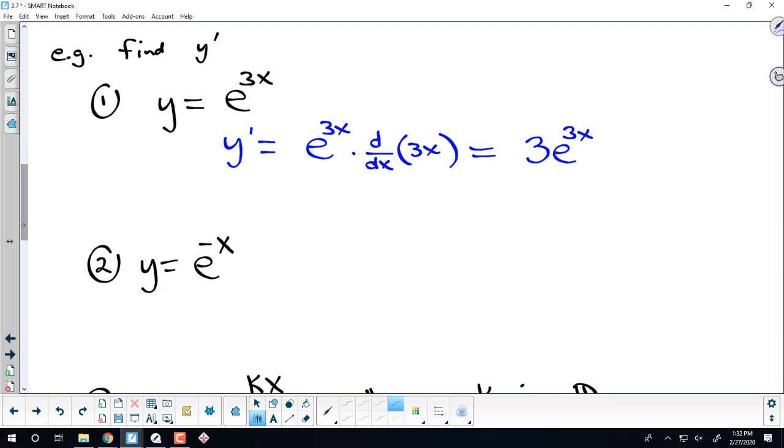What's the derivative of e to the negative x? Negative e to the negative x. Yeah, because the derivative of e to any power, and this is just functional powers, is e to that power times the derivative of the power. So we're taking e to the negative x and multiplying it by the derivative of negative x, which is negative 1.